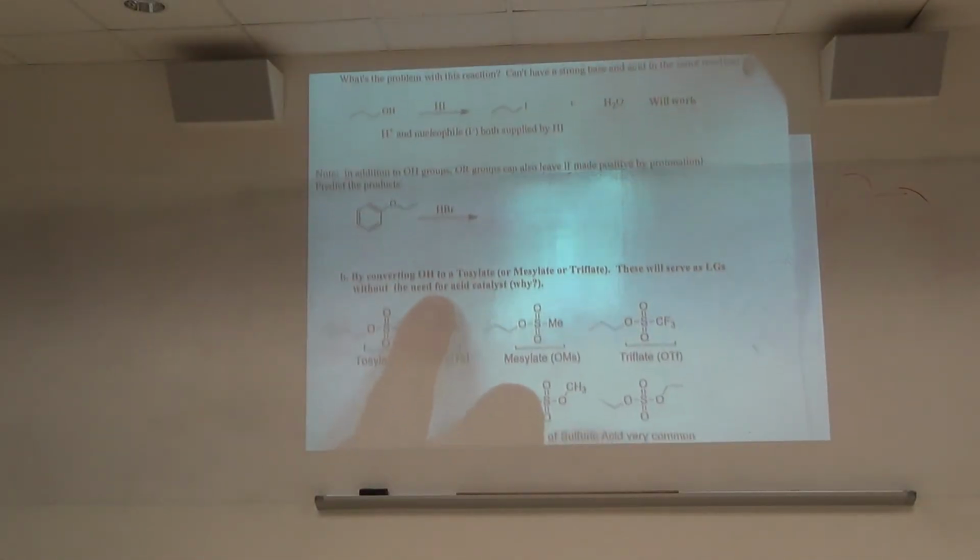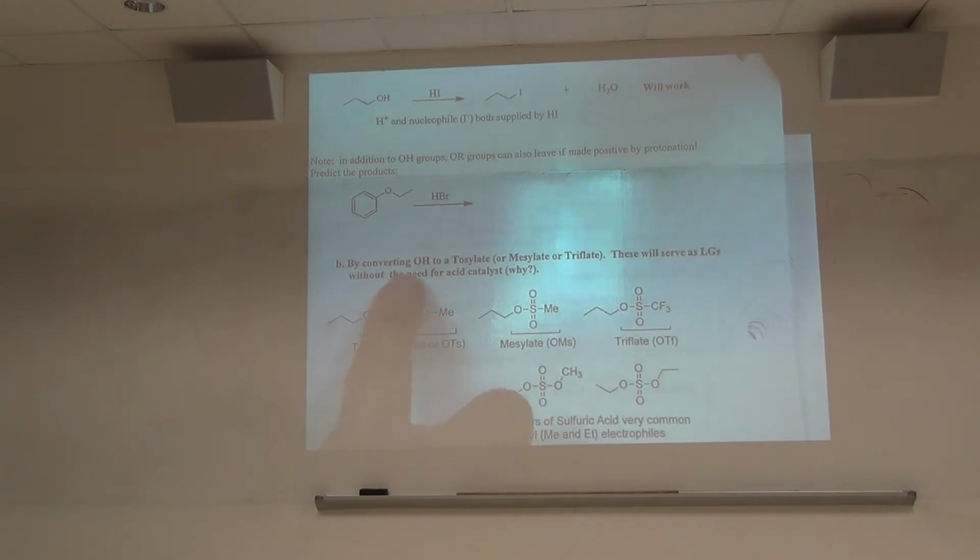Okay, what's another way to make oxygen a good leaving group? The other way is not as common, but it's still highly important. And of course, it's a textbook reaction we need to be familiar with. The other way is to actually totally convert it to a new functional group. Convert the OH to a tosylate. Tosylate is the one that we see at this level, introductory organic.